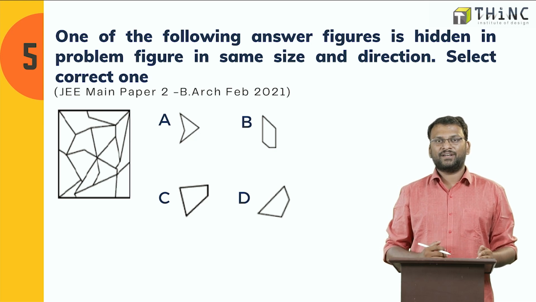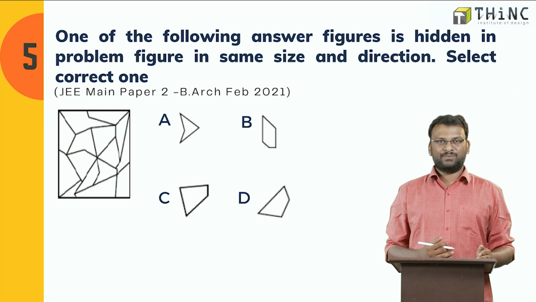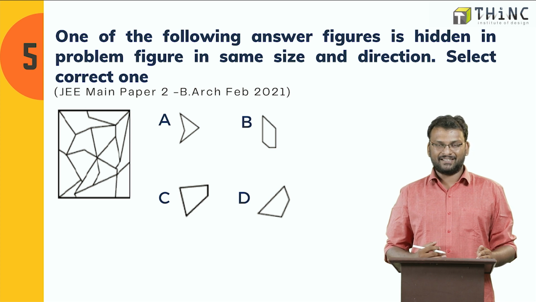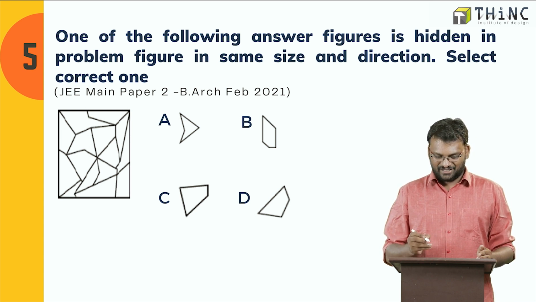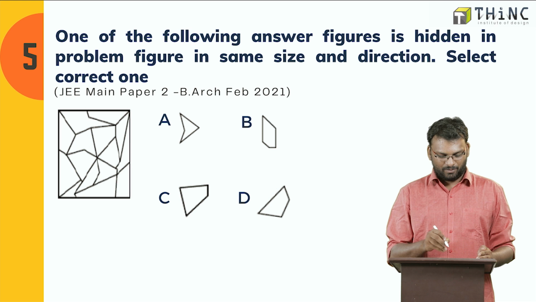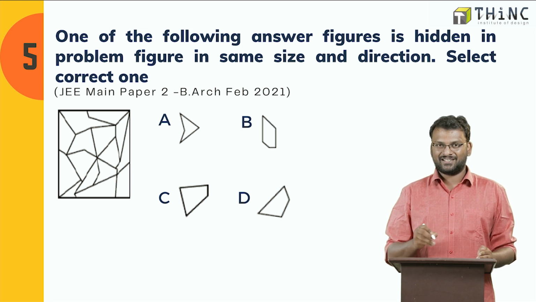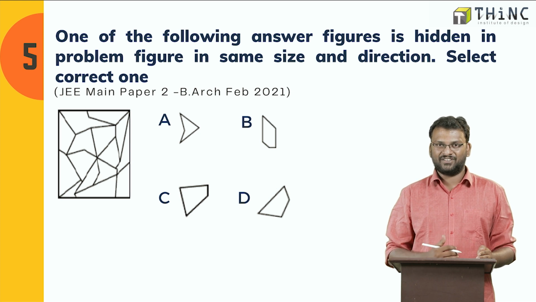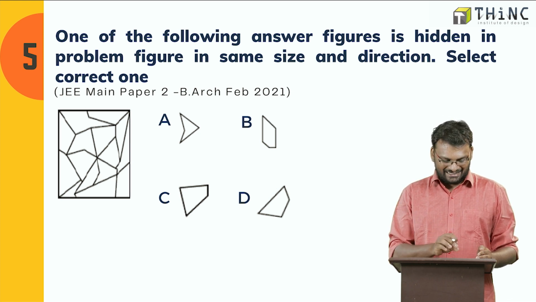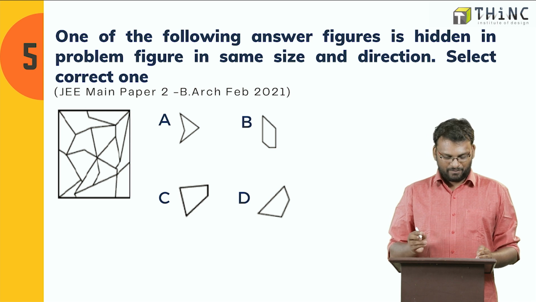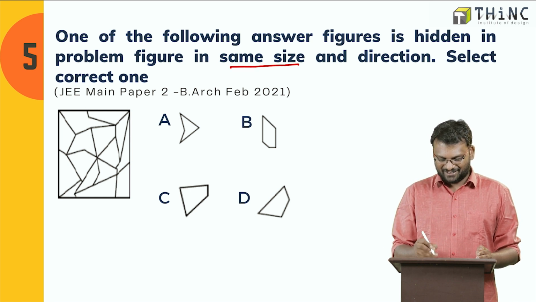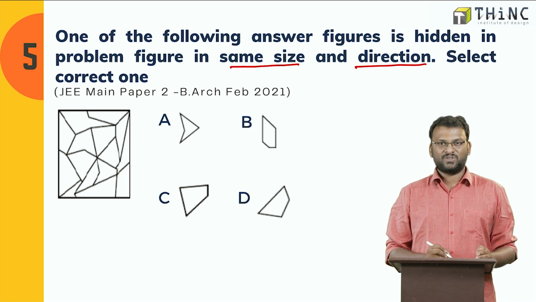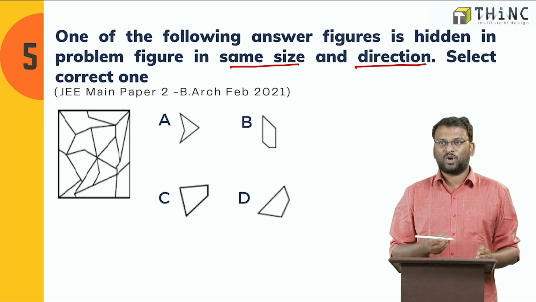Now we are moving on to question number 5. Question number 5 is coming from embedded images. The question statement is like this: one of the following answer figures is hidden in the problem figure in the same size and direction. You are provided with 4 answer figures. One among them is hiding inside the question figure, in the same size and direction. So you do not have the freedom to rotate the image.